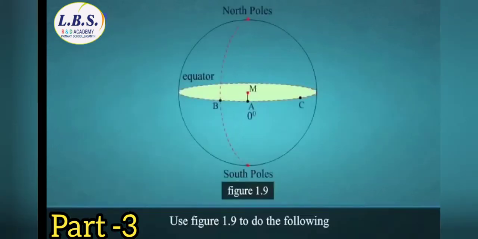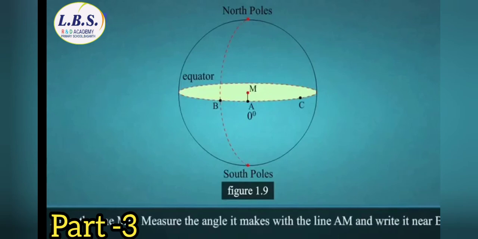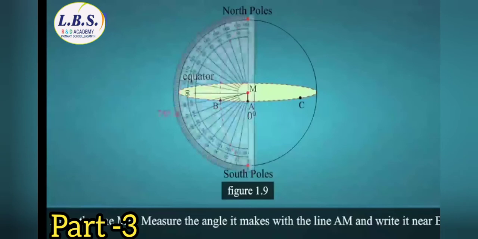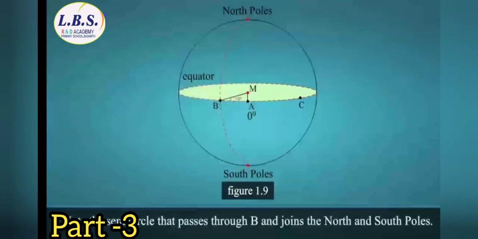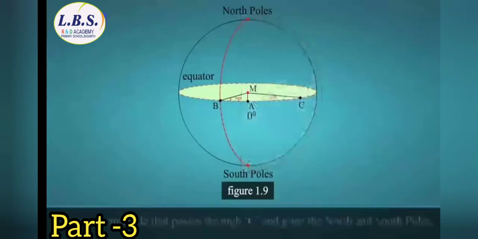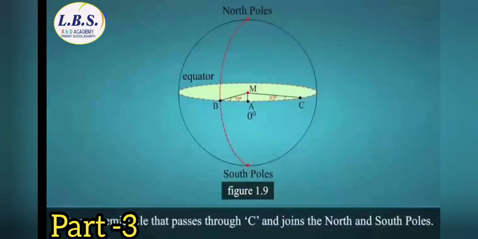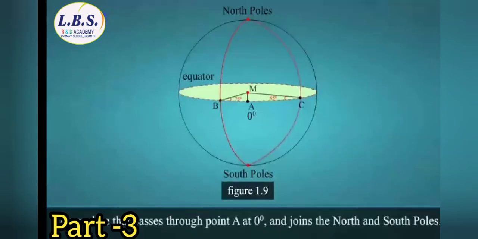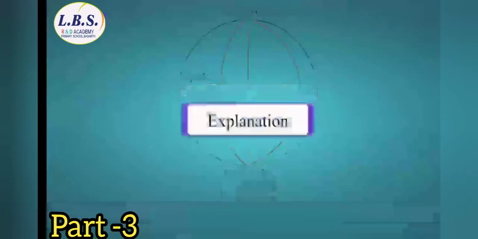Use figure 1.9 to do the following. Let the line AM be 0 degree. Draw the line MB, measure the angle it makes with the line AM and write it near B. Note the semicircle that passes through B and joins the north and south poles. Trace it. Now join MC, measure angle AMC and write it next to C. Draw a semicircle that passes through C and joins the north and south poles. Draw a line that passes through point A at 0 degree and joins the north and south poles. Explanation.